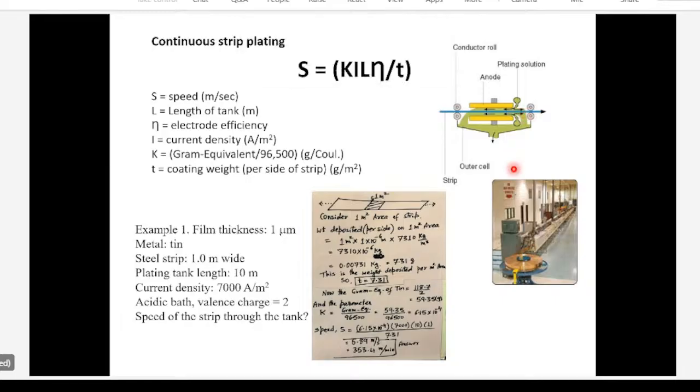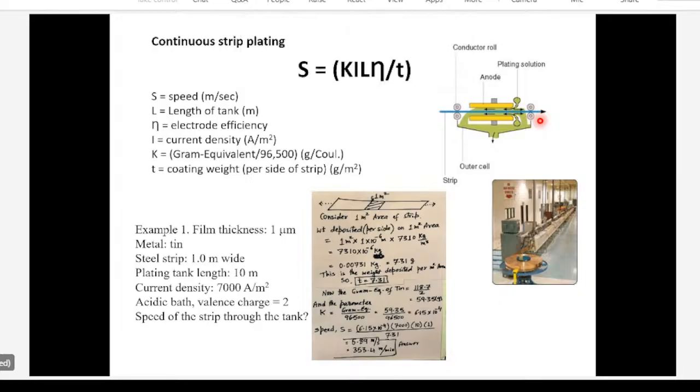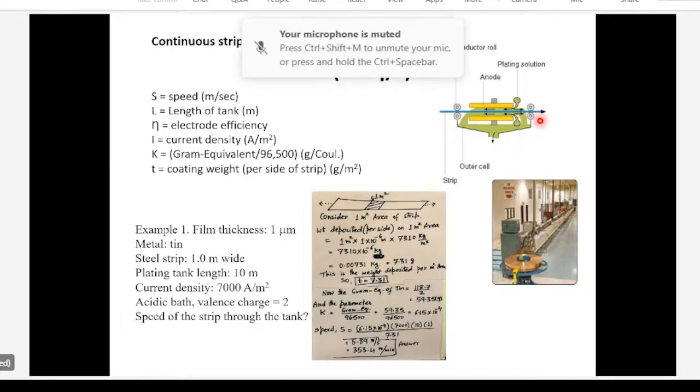The interesting thing is that the speed of the strip through the tank would be very high. Typically, the speed is almost 300 to 400 meters per minute, which may be about 5 or 6 meters per second. That is the speed at which the strip is moving through the plating tank. So very rapid production process.